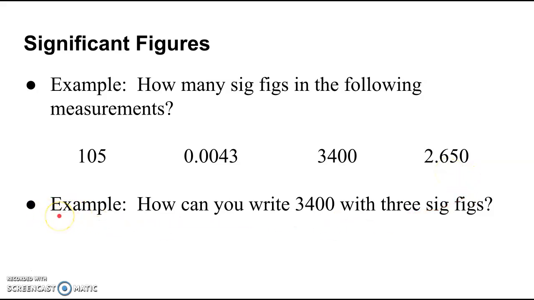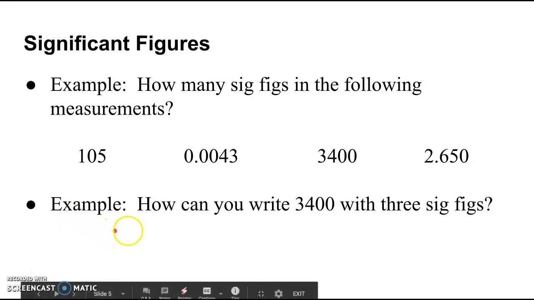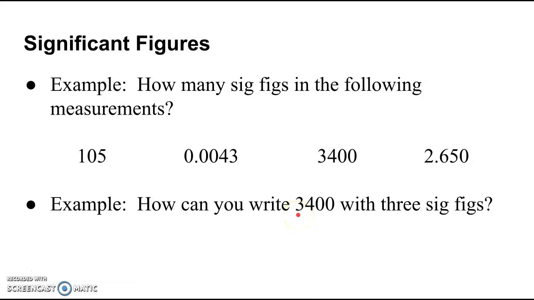Okay. Then the next example, how can you write 3,400 with 3 sig figs? This is where you'd want to use scientific notation. So you could write 3.40 times 10 to the 3rd, and then you have 3 significant figures. There's your answers.